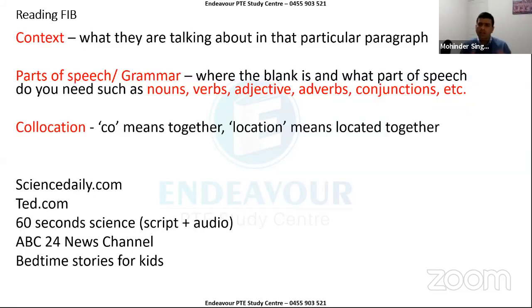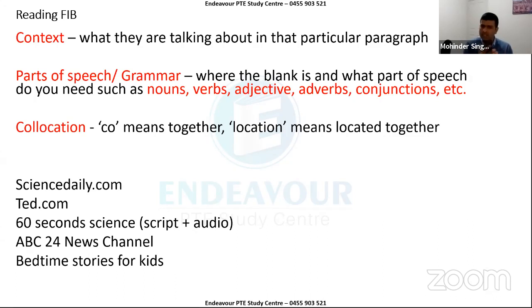TED.com is a really good one, academic English for listening. And then we have 60-second science, in which you can see scripts as well as audios, especially for basic learners of English. And it is also good for pronunciation. ABC24 news channel, you can see some of those Australian news and try to understand the accent, how they speak, and learn a little bit of pronunciation from there.